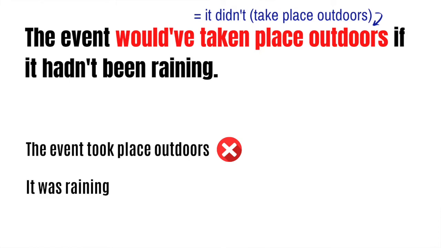It took place indoors because the sentence says that it would have taken place outdoors if it hadn't been raining, but it was raining, so that is true, which means that the event did not take place outdoors. It took place indoors because it was raining.